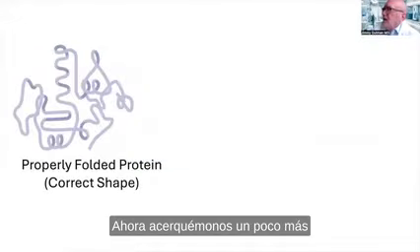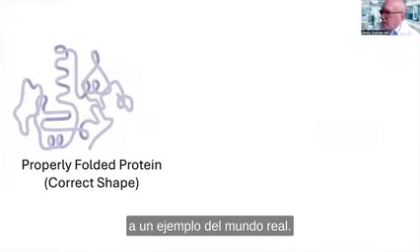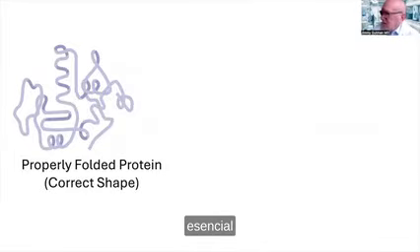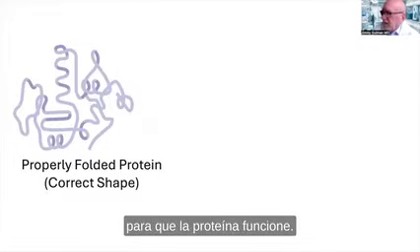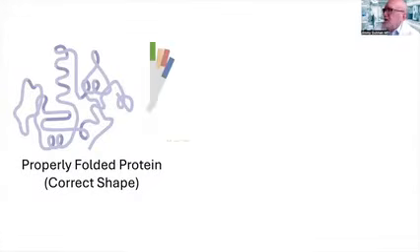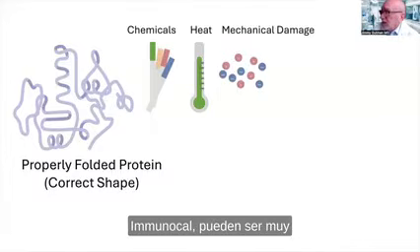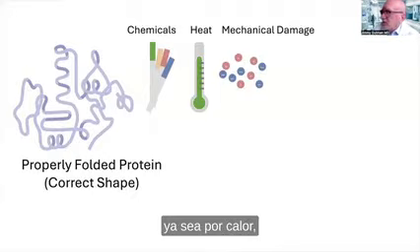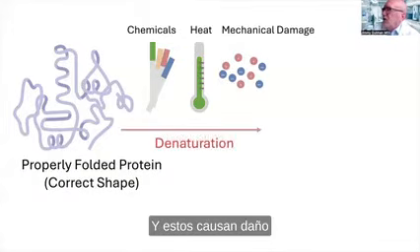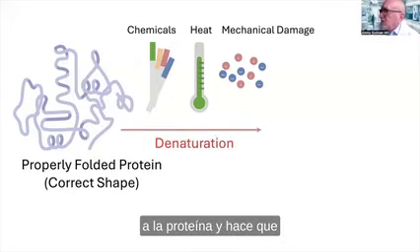Now let's get a little closer to a real world example. Here we see a protein and it's folded into a specific shape. Now remember, that shape is essential for the protein to work. It's properly folded in the correct shape. Now, many proteins, including Immunocal, can be very sensitive to being damaged, whether it's from heat, whether it's from chemicals, whether it's from agitation or other mechanical stresses. And these cause damage to the protein.